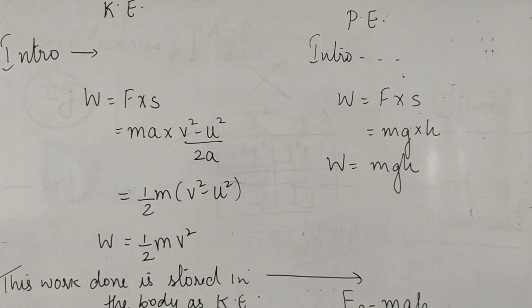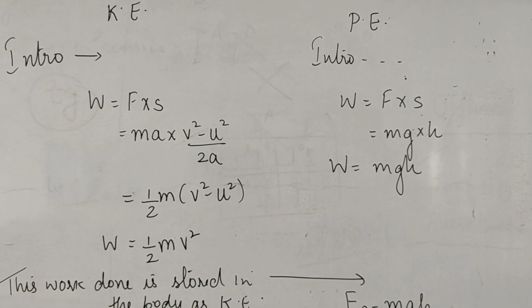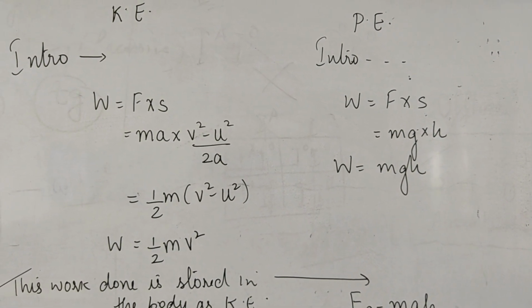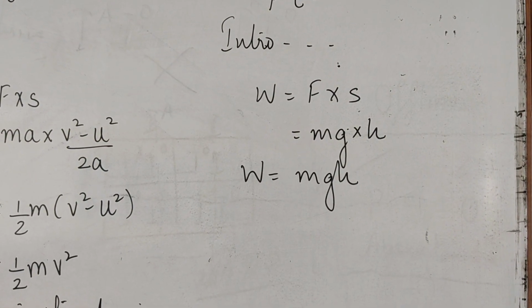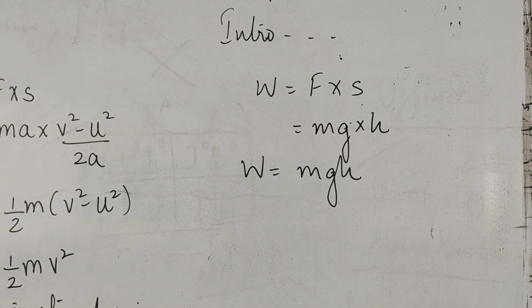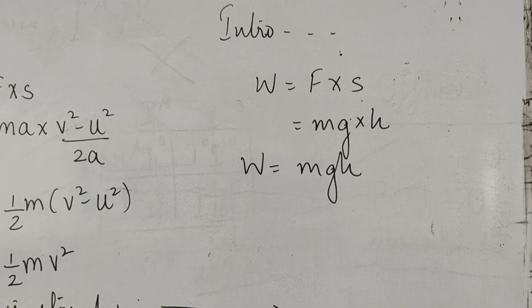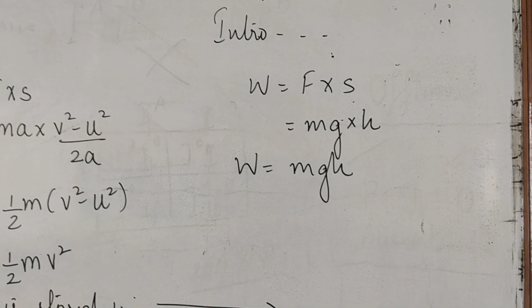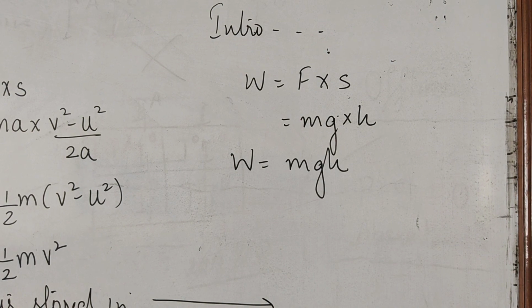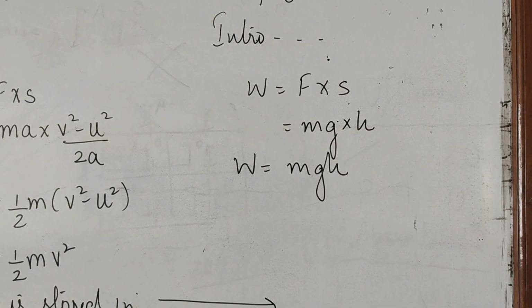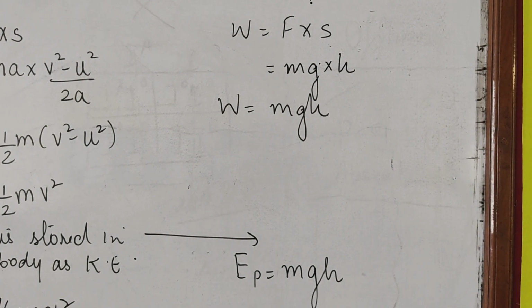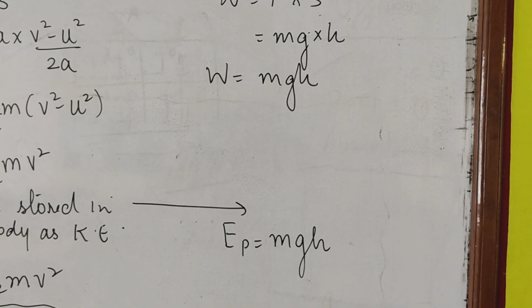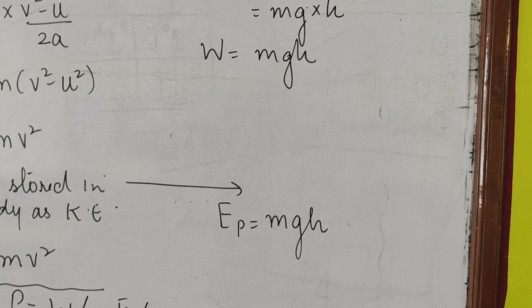You have to write here that minimum force required to lift a body up is equal to its weight, and weight of a body is mg. So force required is mg, s is h. So in this case, W is the work done to lift the body up. So W is mgh. This work done is stored in the body as its potential energy. You have to write the sentence, and then potential energy EP is mgh.